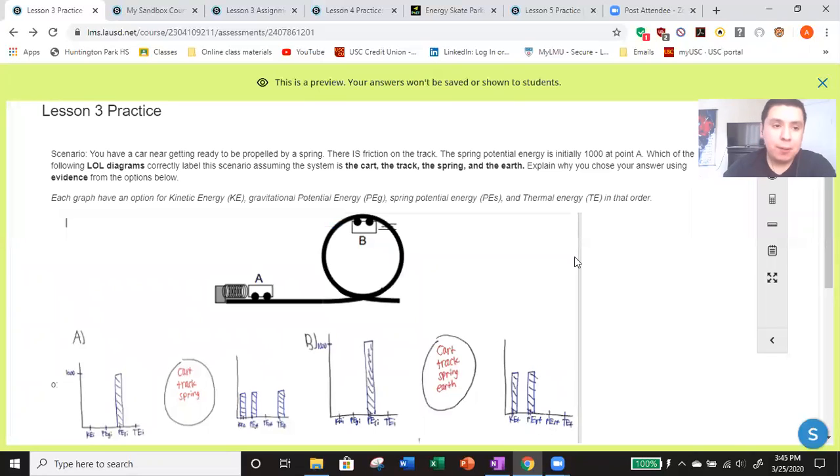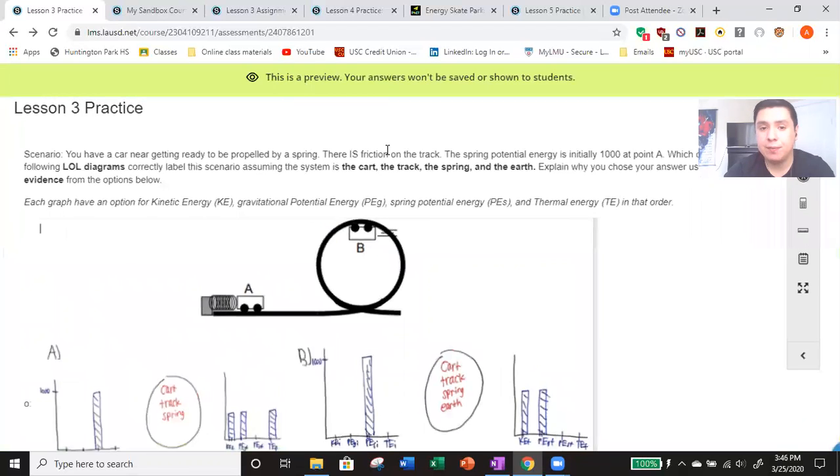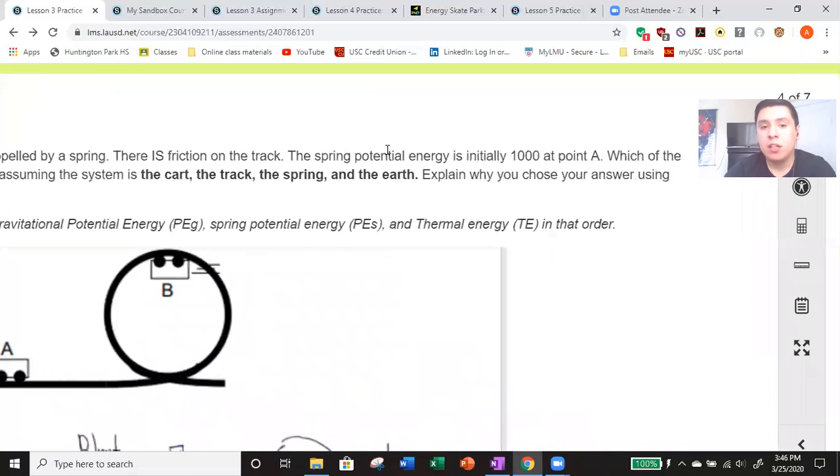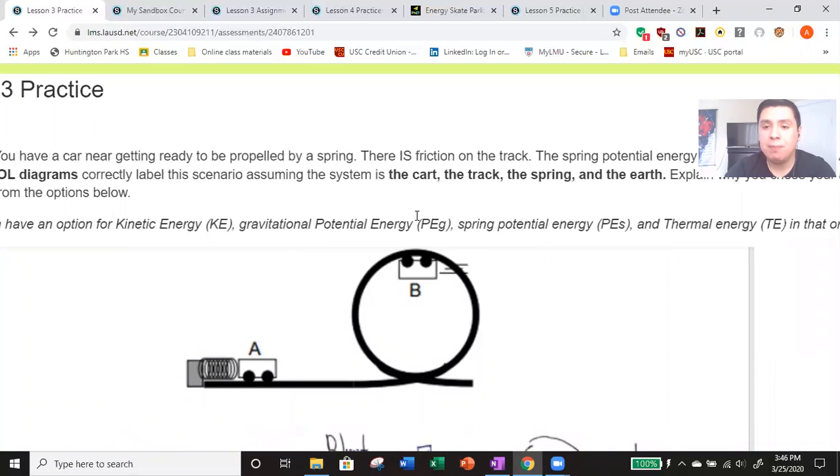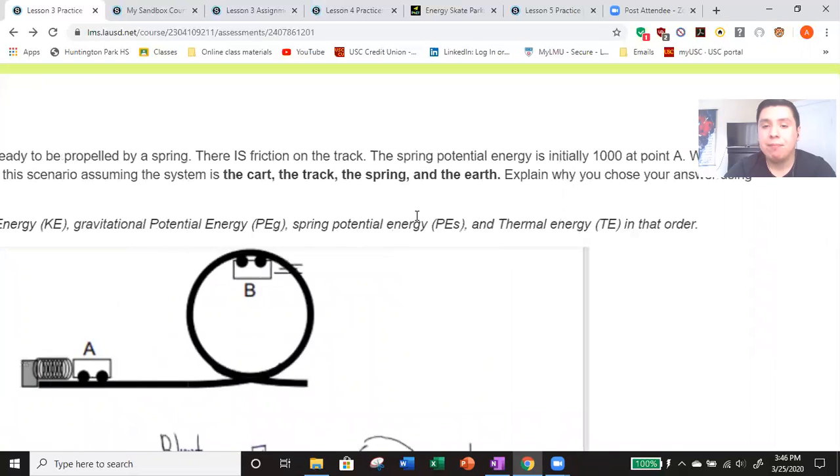Lesson 3, number 4, you have this scenario. You have a little toy cart that's getting ready to be propelled by a spring. There is friction on the track. The spring's potential energy is originally 1,000, so 1,000 joules originally at point A.